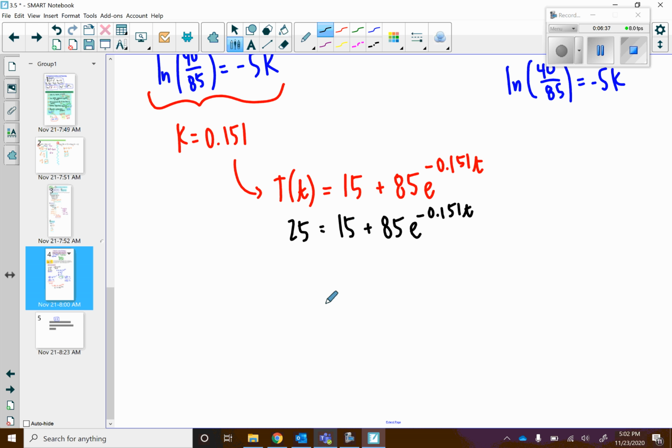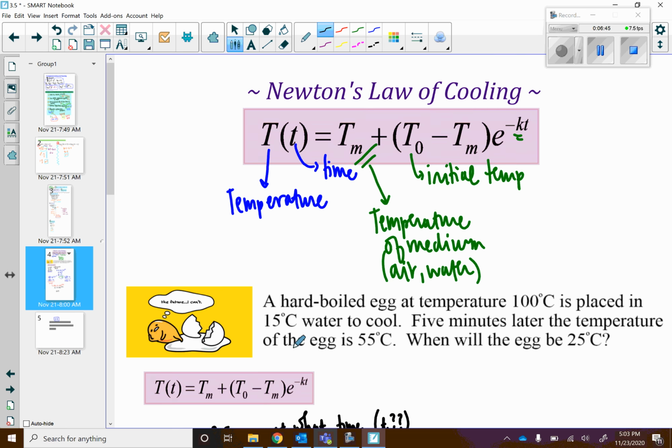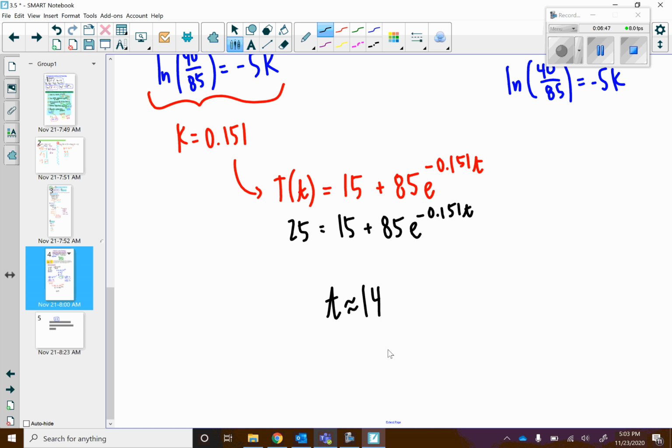When you solve this, you should get t is about 14 minutes. If you're not getting 14 minutes, please let me know. I would be so happy to help you figure this out.